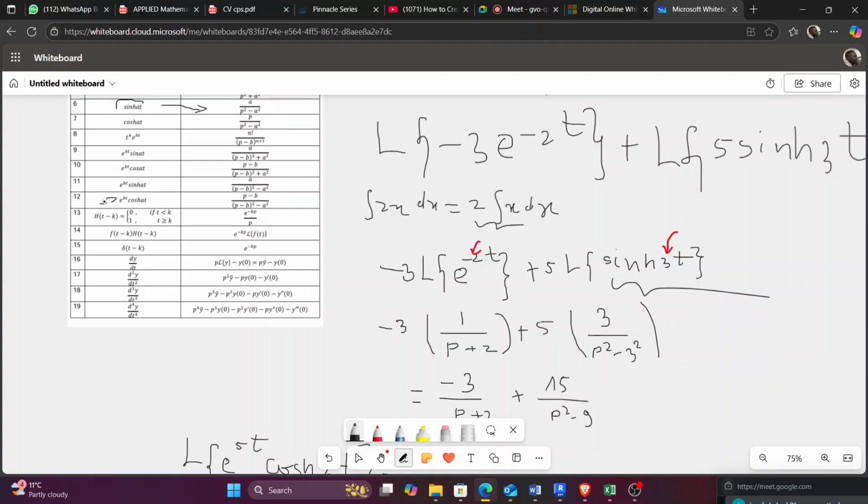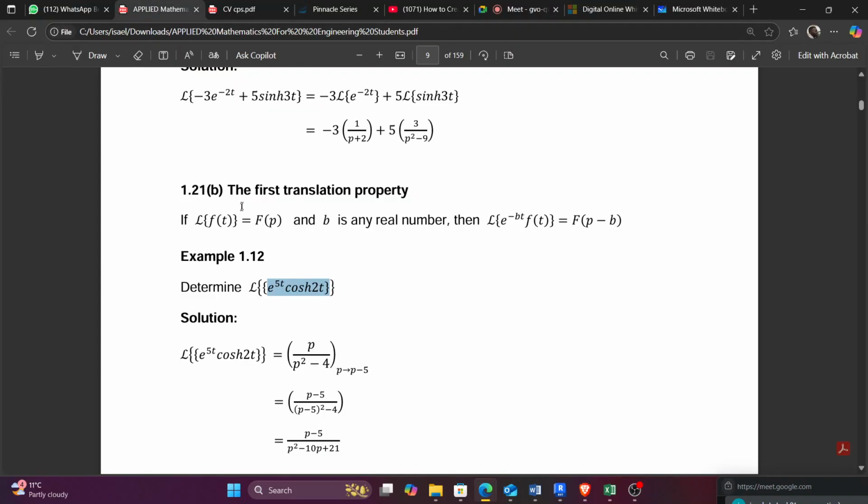Number 12. Okay, it's number 12. Okay, this is when you solve the Laplace, you pick the formula and you just paste the answer. But if you are being asked to use the first translation property, how do you solve that question? I don't know if you see the difference. If I said solve Laplace, use the first translation property.